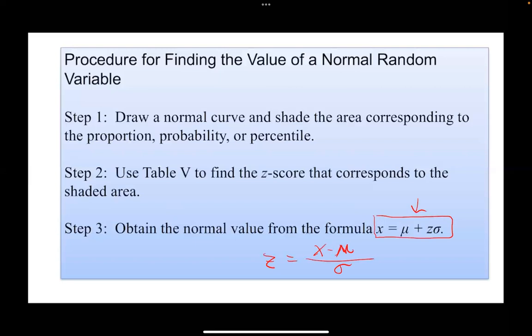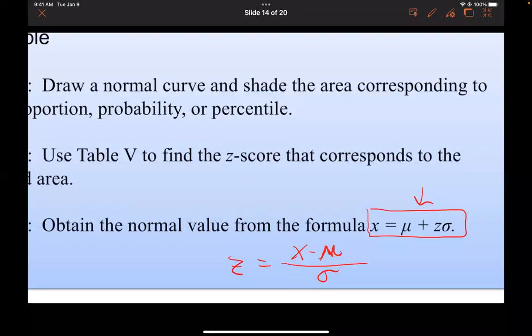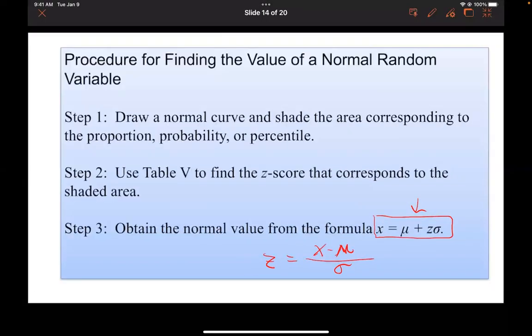Instead, we're just going to use a calculator function, and hopefully my calculator will be nice to me. The calculator function we are going to use is called inverse norm. Inverse norm is the calculator function that you're going to need, and it is area, then mean, and standard deviation. If you're looking for a z-score, as I said before, the mean is 0 and the standard deviation is 1. If you are looking for actual values, use those values instead of your 0 and 1.